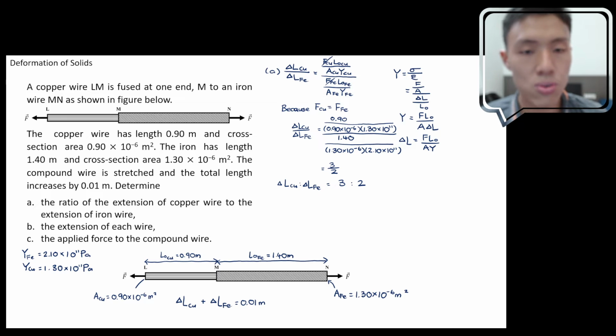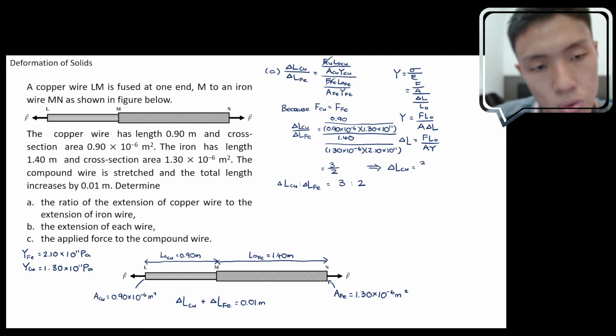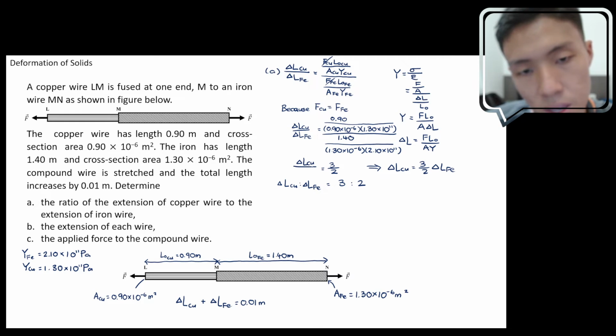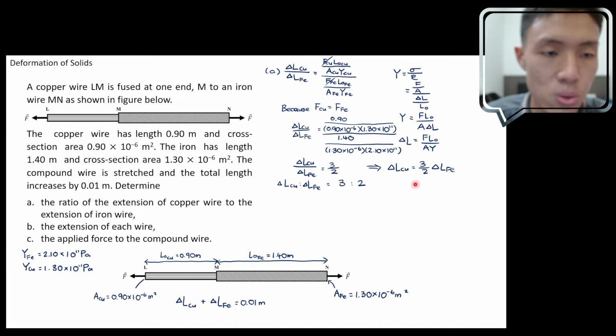Okay, now you know this. Actually you can rearrange this equation up there. You can rearrange this equation to become delta L copper is equal to 3/2 of delta L iron. Okay, again, I'm just rearranging this equation. I hope you are clear with it. Change of length of iron. So I just bring this to the right hand side. I bring the extension of the iron to the right hand side, and this is the equation I get.